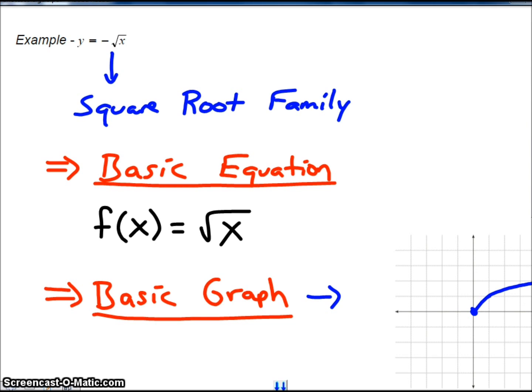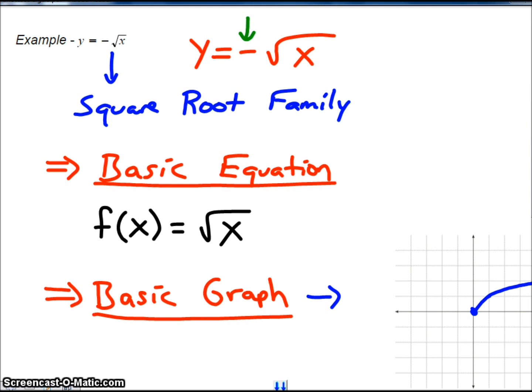It's the square root graph. It's half a parabola going sideways. And so that's where we're going to start from. Again, we compare our basic equation with the equation that we were given, and the only difference between the two is the negative sign in front of the square root of x. The effect that that will have on the graph is it will flip it over the x-axis, and that's the only change we need to make.